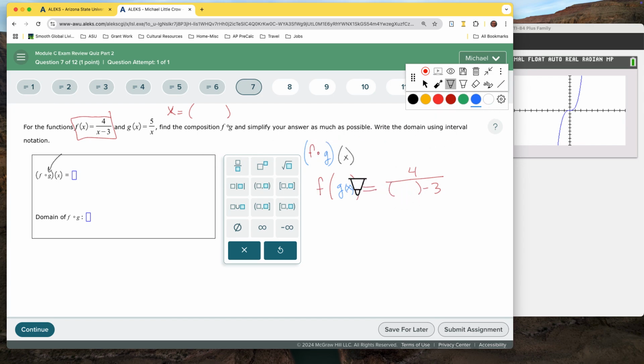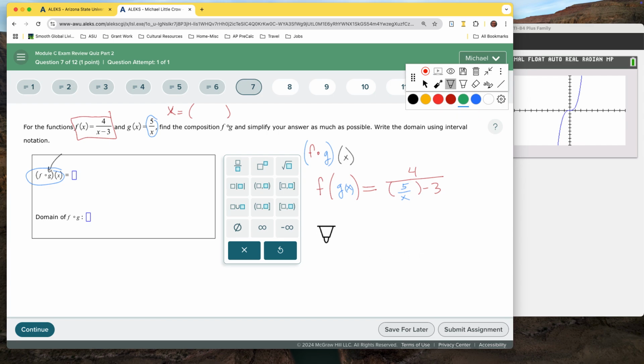What is supposed to go there? G of X. What is G of X? It's 5 over X. So that's what we're going to put in here, just like that. So this is our composition of function. All we're going to do is clean it up a little bit with some algebra, because we've got a complex fraction, a fraction within a fraction, which is like not cool. I don't know, I think it's cool. So let's rewrite this as a single fraction.